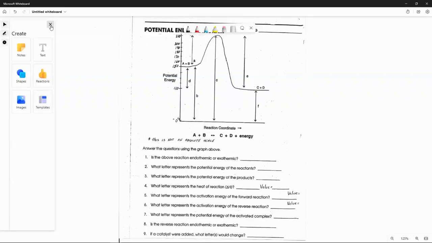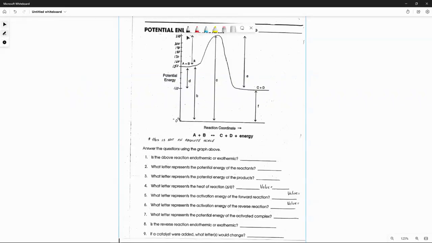Alright, let's do the potential energy diagram worksheet. Answer the following questions using the graph above. Is the above reaction endothermic or exothermic? So we can already tell because this is the reactants, this is the products. And the reactants have a higher energy than the products, which means that energy was released. Therefore, it is exothermic.